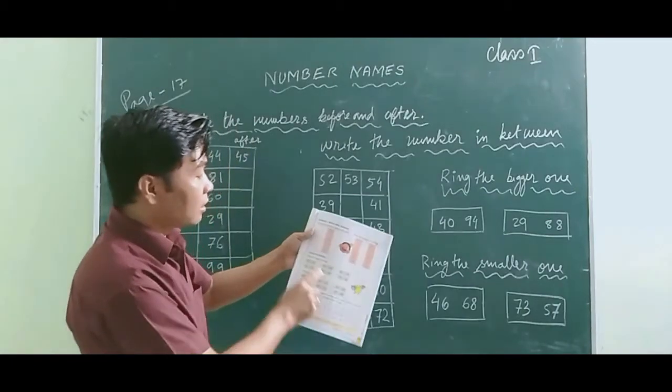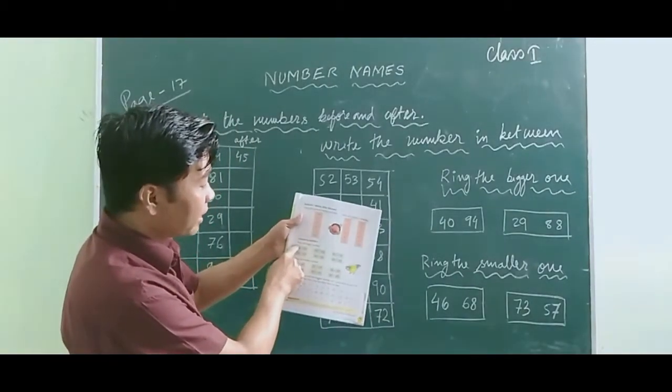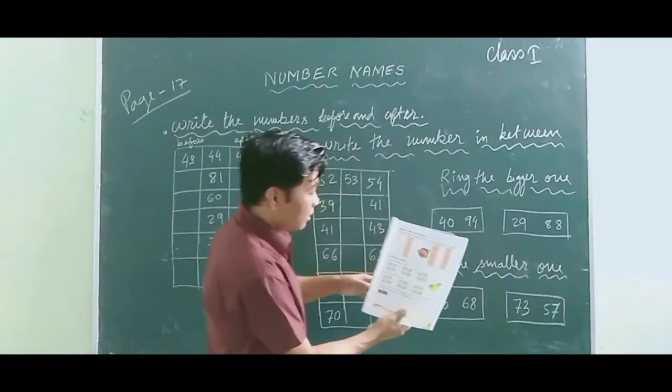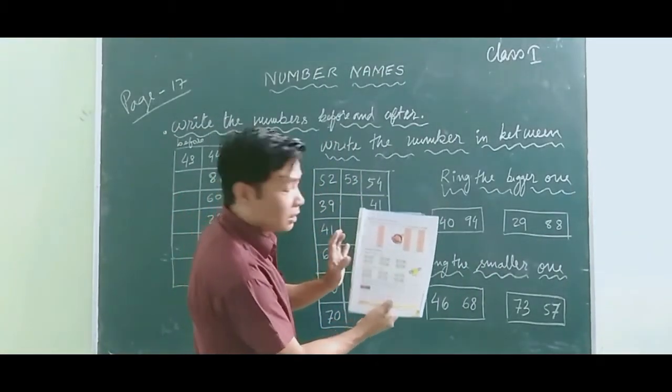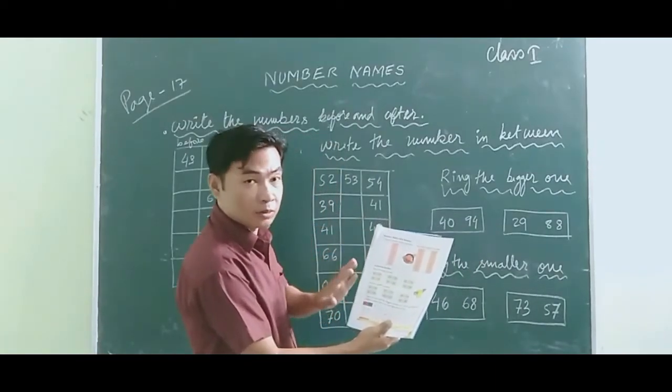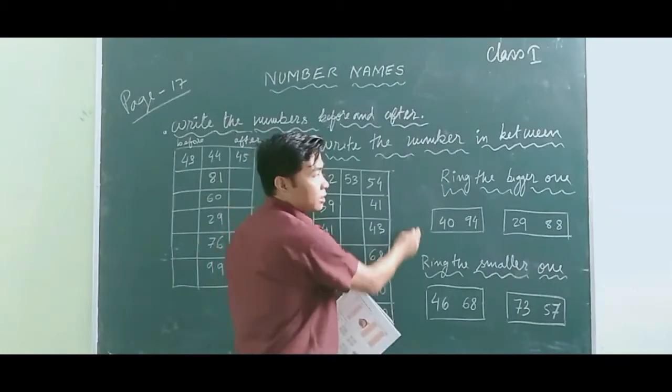Now if you look at the next question, comparing numbers, ring the bigger one. So I have written one question here, and ring the smaller one at the bottom. I have written here. So one I have written. The rest is very easy. You practice at home. So let's start with this one.